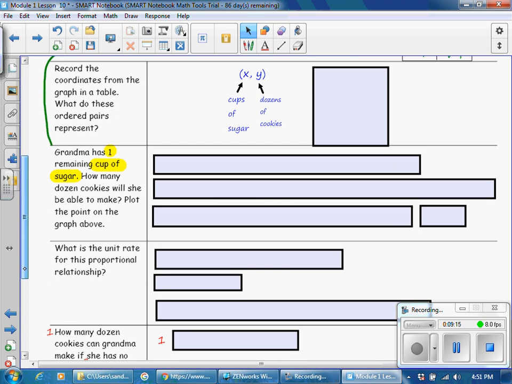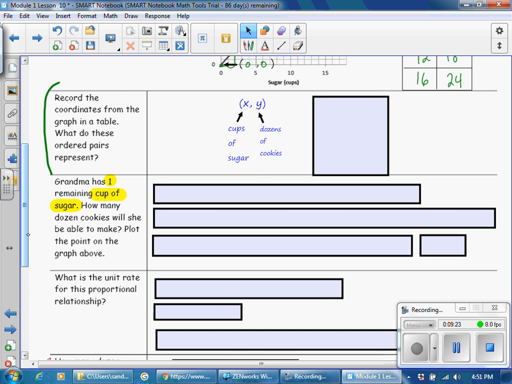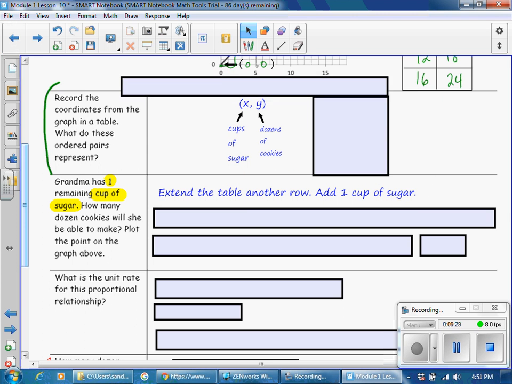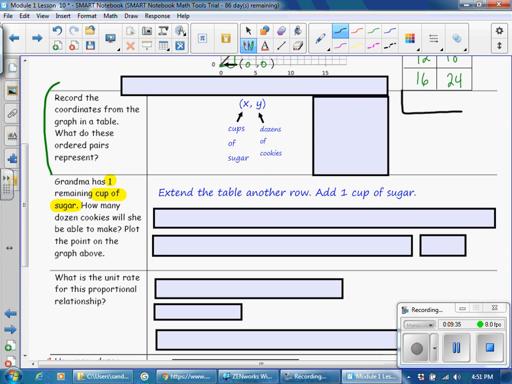Next, Grandma has 1 cup of sugar. How many dozens of cookies will she be able to make? And plot the point on the graph above. So if you want to know the amount for 1 cup of sugar, what I want you to do is extend the table with another row and then add 1 cup of sugar. So we'll extend our data table.